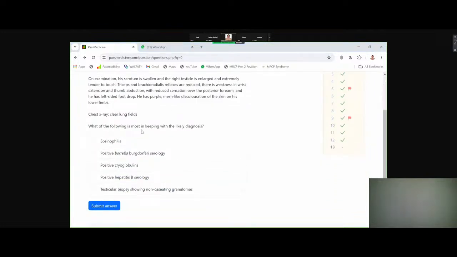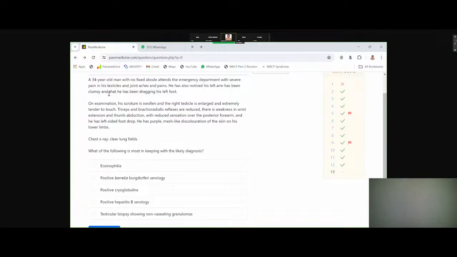So which of the following is most in keeping with the likely diagnosis? Eosinophilia, positive Borrelia burgdorferi serology, positive cryoglobulins, positive hepatitis B serology, and testicular biopsy showing non-caseating granulomas.